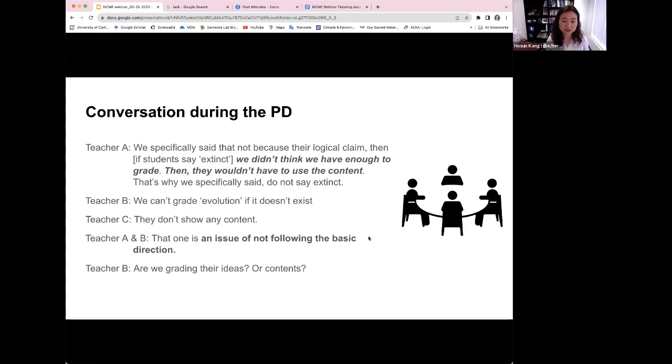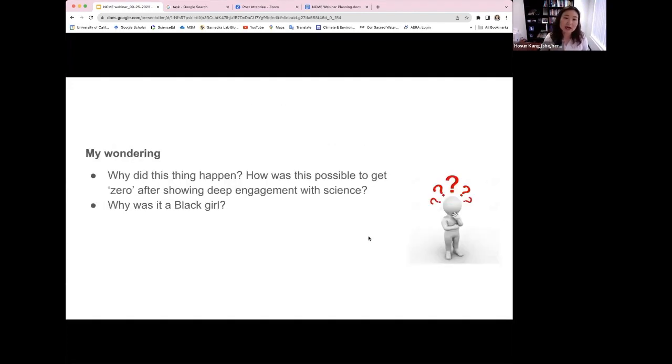Because for me, when I was looking at just students' work, I thought the students showed deep engagement in science, and the students showed deep thinking around all this evolutionary idea more than any of the other students. But in this context of school science, she ended up getting 0s because she didn't follow what teachers expected her to do, and because of the narrowly defined meaning of content that teachers were looking for, which is mostly the use of academic vocabulary. So that was, to me, a huge punch.